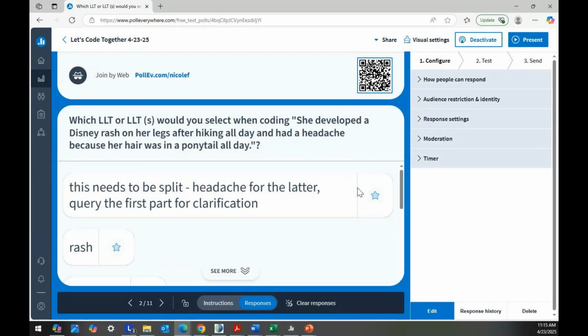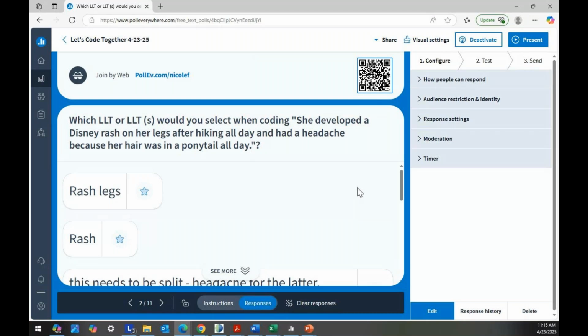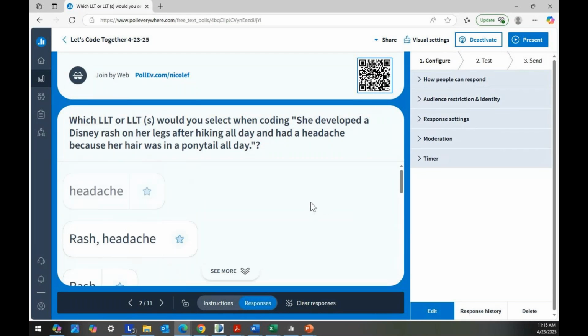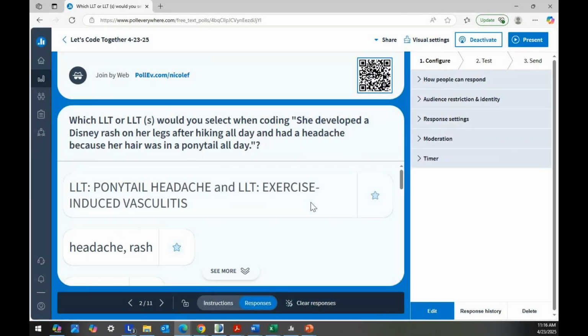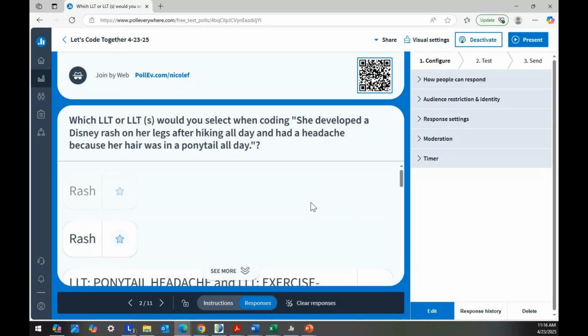Okay, this needs to be split. Headache for the latter, query the first part for clarification. So someone would just choose headache for the second part, but they need more information for the first, okay? Other people would code it as rash legs. Some good approaches. The majority of people are capturing headache and rash, and some people said rash legs. Other people would query. Someone said something else: they gave a specific type of headache.